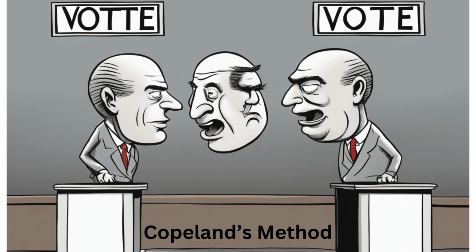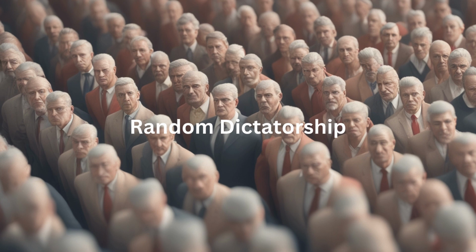Copeland's method compares candidates head-to-head. Each candidate earns a point for every head-to-head matchup they win against another candidate. The candidate with the most points wins. This system focuses on pairwise comparisons, but it can sometimes lead to ties or cycles, where no candidate is the clear winner.